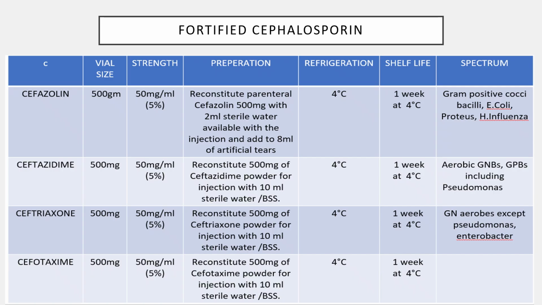Fortified cephalosporin preparation. Cefazolin is prepared by reconstituting parenteral cefazolin 500 mg with 2 ml sterile water available with the injection and adding it to 8 ml of artificial teardrops. Ceftazidime is prepared by reconstituting 500 mg of ceftazidime powder for injection with 10 ml of sterile water or BSS. Ceftriaxone is prepared using a similar method, and the same goes for cefotaxime.